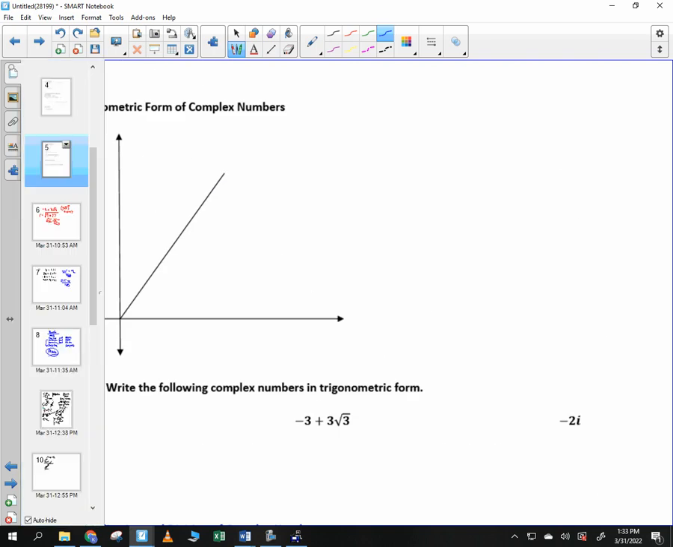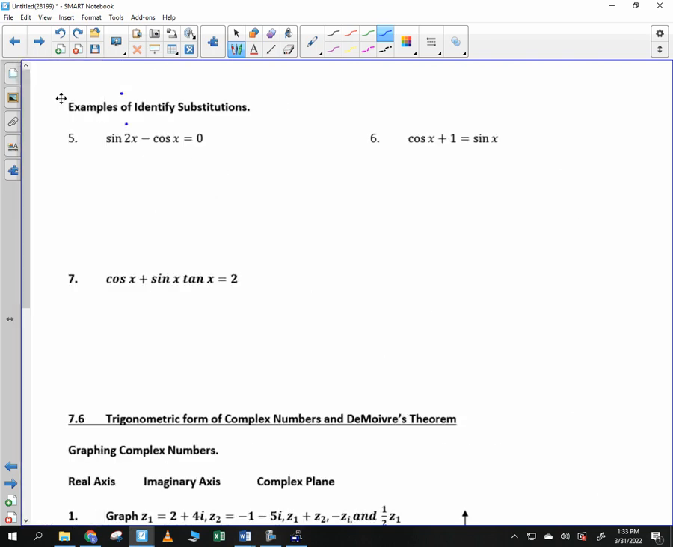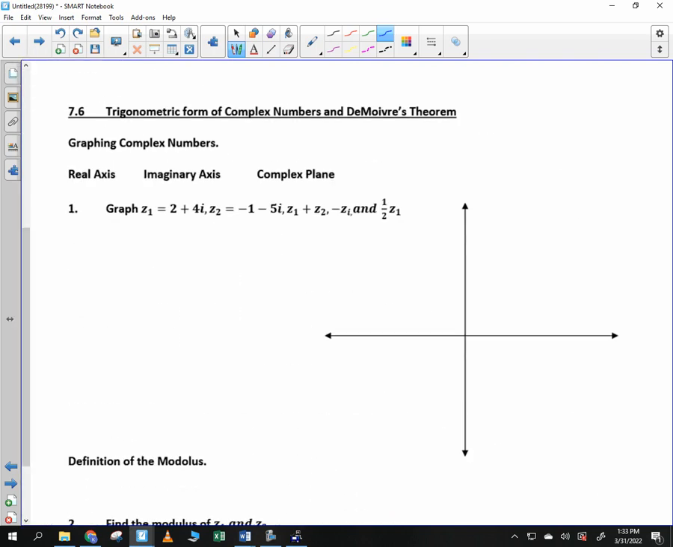Starting here where it says trigonometric form of complex numbers and De Moivre's theorem. So we're going to show you how to do something really cool. For example, suppose I told you to take 3 minus i root 2 and take that to the 4,000th power. Could you imagine having to multiply it out 4,000 times? How long do you think it would take you?